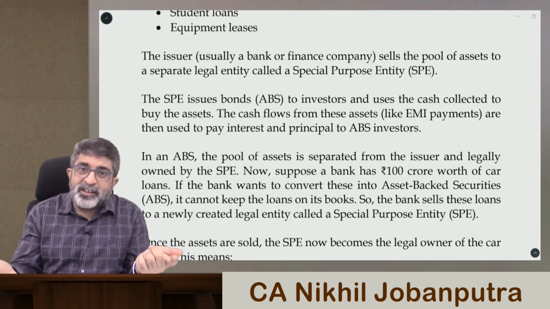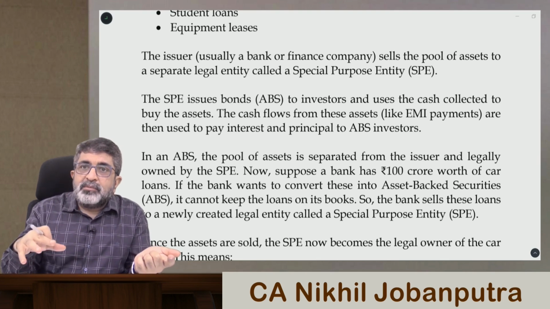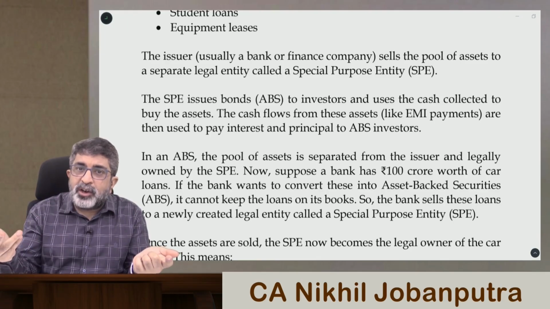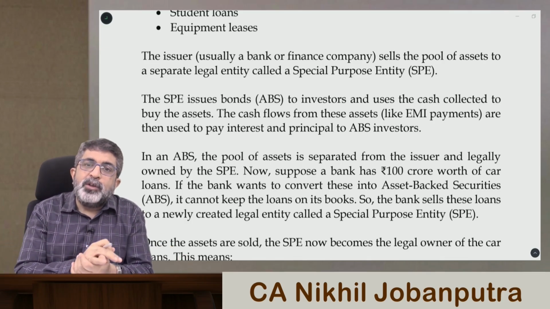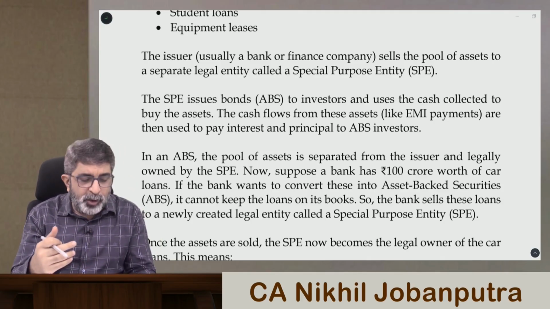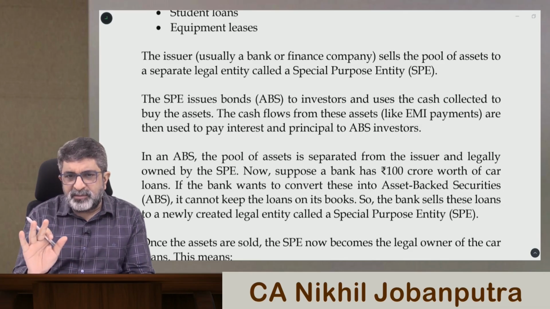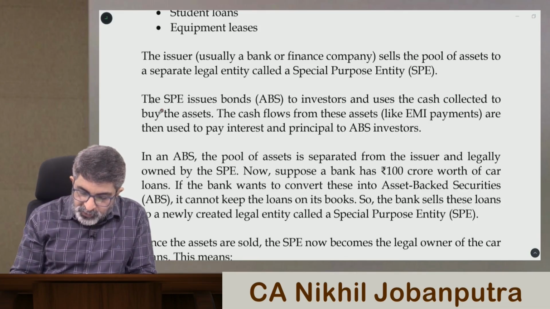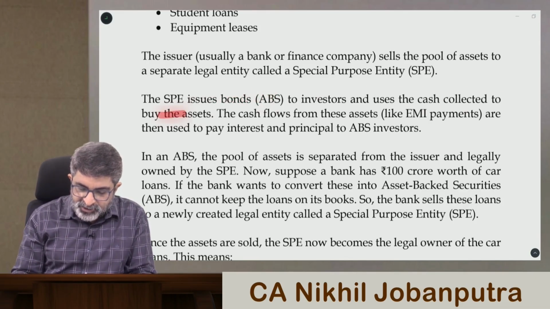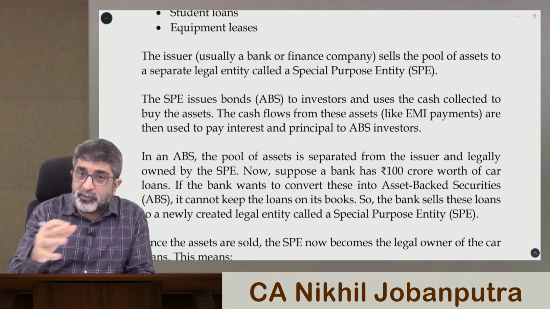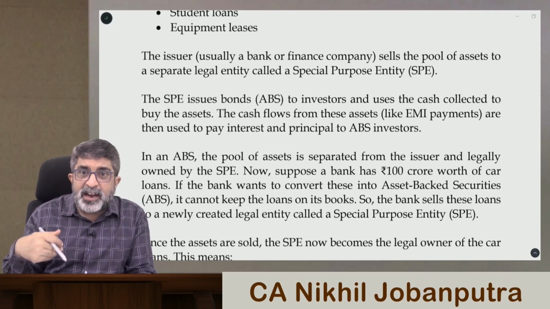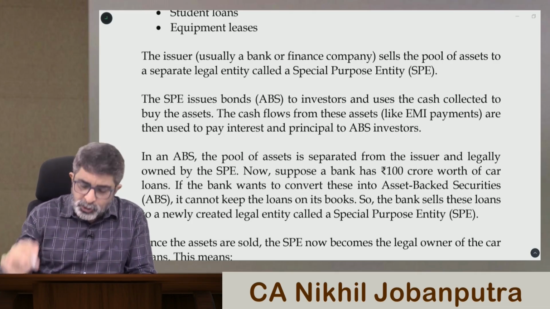This SPE now has to pay back the finance company, and from where will it get money? When it is issuing these asset-backed securities to the investors, investors are going to provide cash to the SPE, and the SPE is going to use that cash to pay off the finance company against the purchase of this asset pool. So this is basically the process that you have by far understood. The SPE issues bonds, that is ABS, to the investors and uses the cash collected to buy the assets. The cash flows from these assets, like EMI payments, are then used to pay interest and principal to ABS investors. That is why we call this asset-backed securities. So when you are collecting the money from your loan repayments and interest thereon, that money will be used for making coupon payments and principal repayments for the asset-backed securities that are issued.